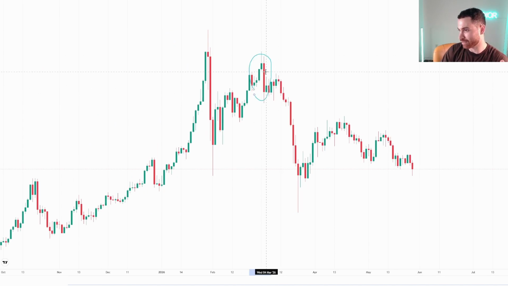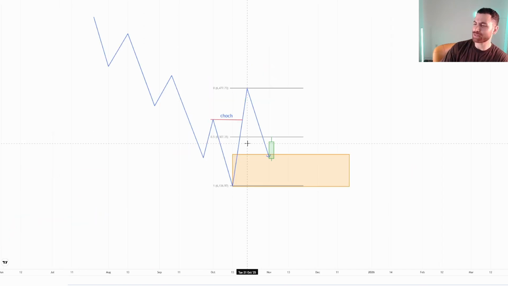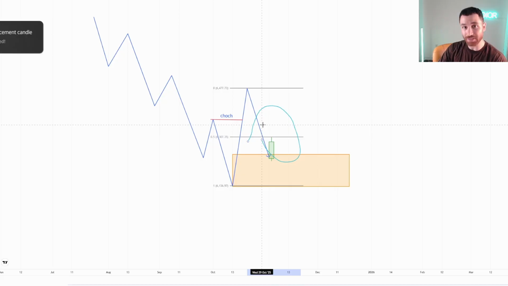This is a big candle. If this was the candle, it would be fine. This candle is not fine. This candle is fine. This candle is fantastic. These are not fine. So now that you know about the confirmation candle, the displacement candle, please, for the love of God, use it.